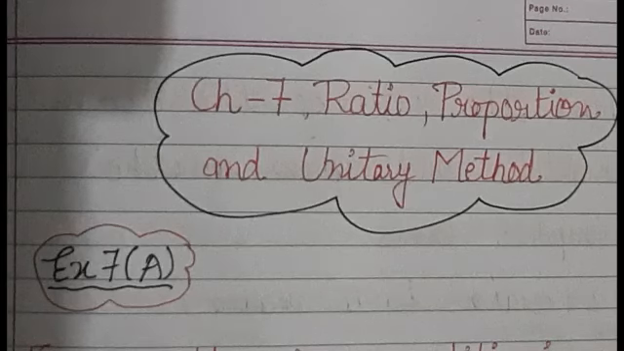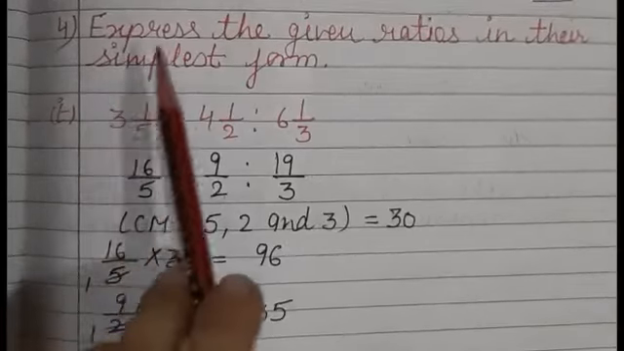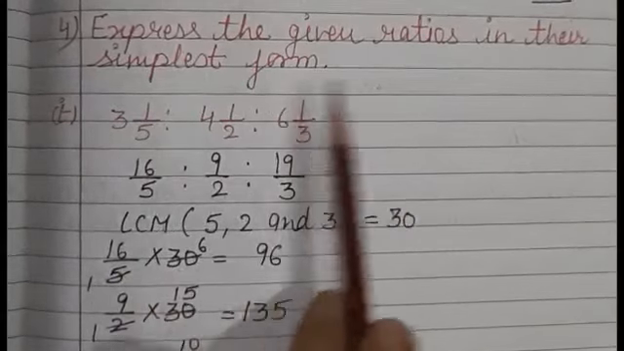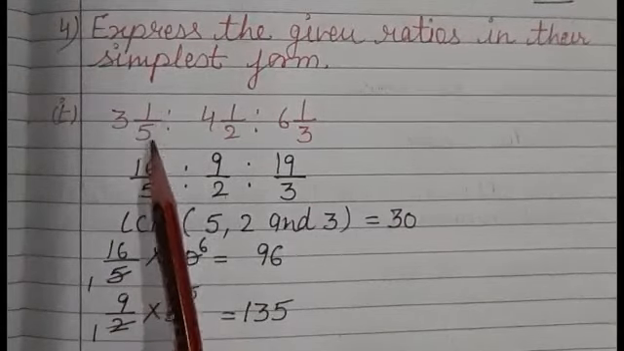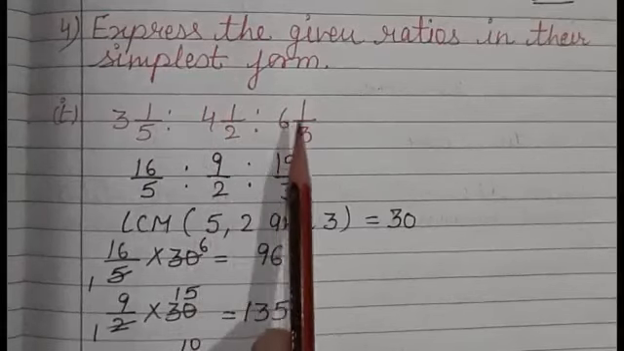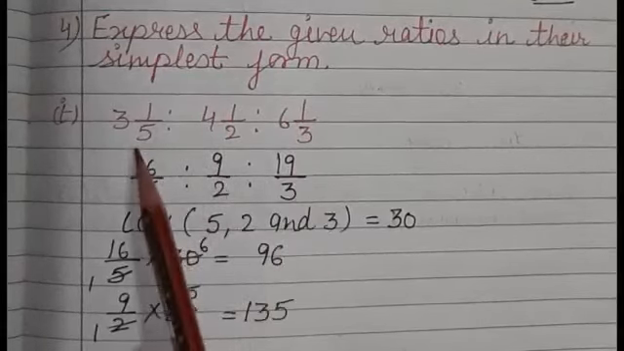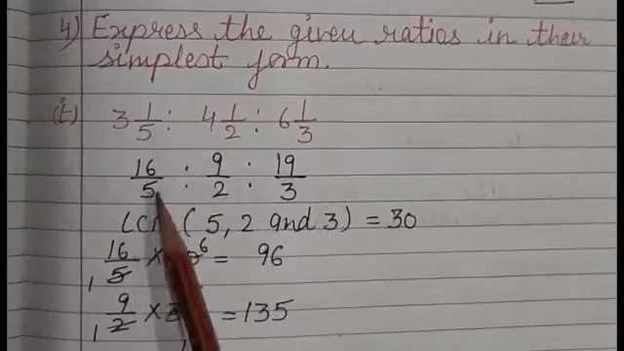Let's start chapter 7, exercise 7a. Fourth numerical. Express the given ratios in their simplest form. First part, 3 whole 1 by 5 is to 4 whole 1 by 2 is to 6 whole 1 by 3. These are mixed fractions. So first convert them into improper fractions.